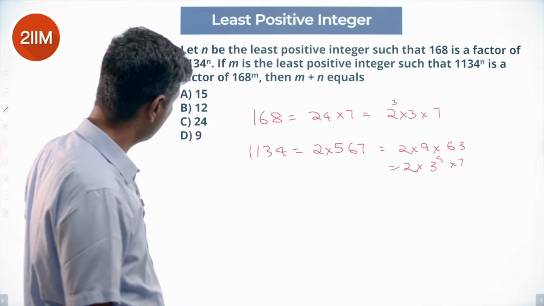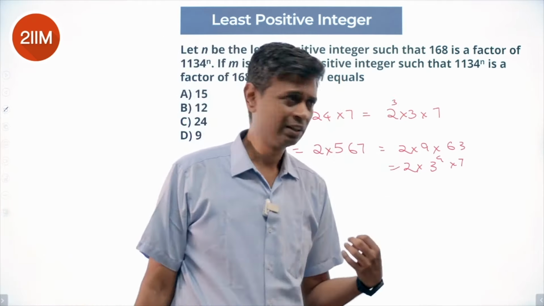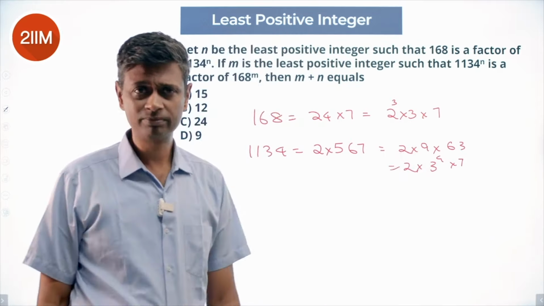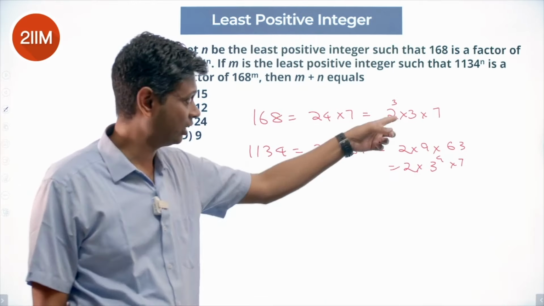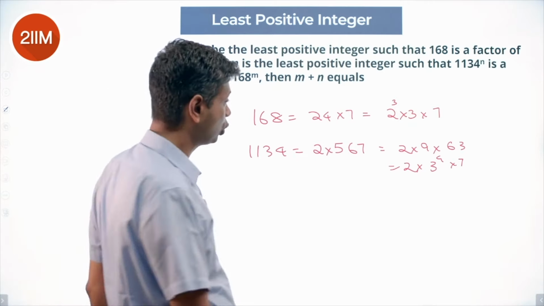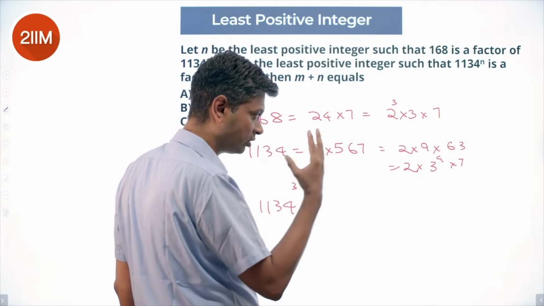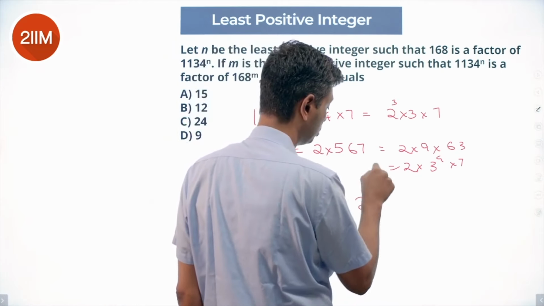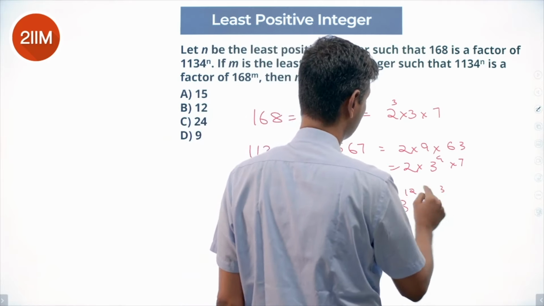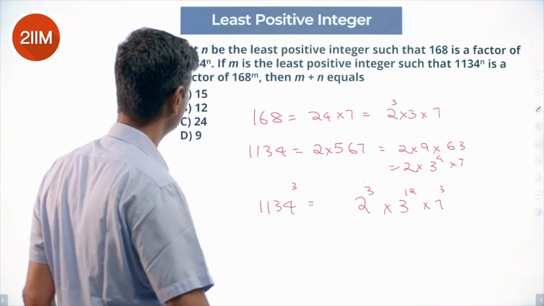Nice. With 1134 power n, 168 should be a factor of that. 168 should be contained within this. There are lots of 3s, lots of 7s. Even 1134 power 1 will contain the 3s and 7s sitting here. But for 2 cube, I need to have three 2s in this number, and this number has only one 2. So I have to cube this. So 1134 cube is absolutely necessary. Only then will we get a 2 cube, which is important. We'll have lots of 3s, lots of 7s. This many 3s and 7s are not required, but we need 2 cube, so n is equal to 3.